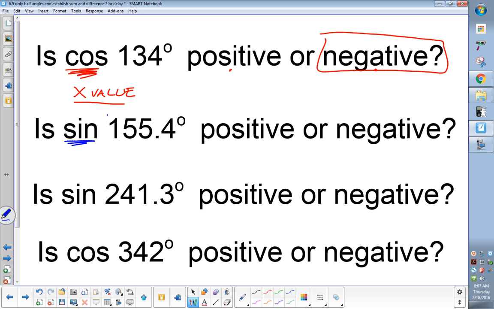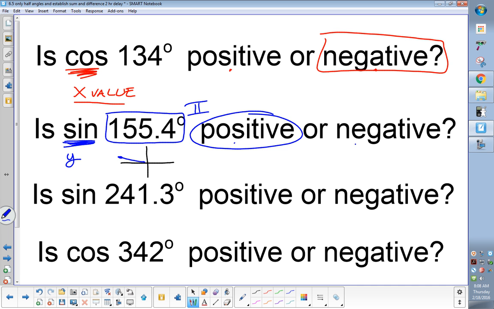Sine at 155.4. Okay, so think about that unit circle. Which quadrant would 155.4 fall in? Well, 155.4, look at it for a second. It'd be some angle kind of like that. So it's in the second quadrant. If you're doing sine in the second quadrant, is that going to be positive or negative? Well, again, sine means y. So if sine means y in the second quadrant, it's positive.